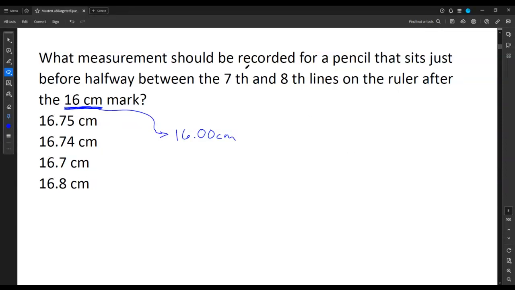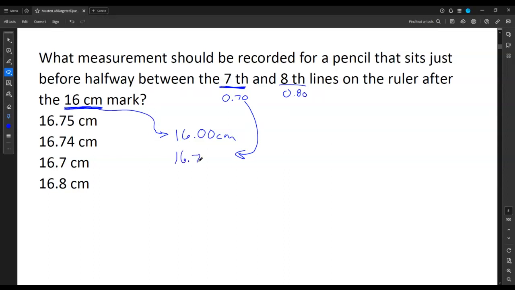Okay, then we start reading a little bit more. It's talking about between the 7th and 8th lines. So that means it's somewhere after the 7th line, somewhere before the 8th line. 7th line would be 0.70, 8th line would be 0.80, and it's somewhere between that. So again, we want to keep track of this. We'll bring this information down.